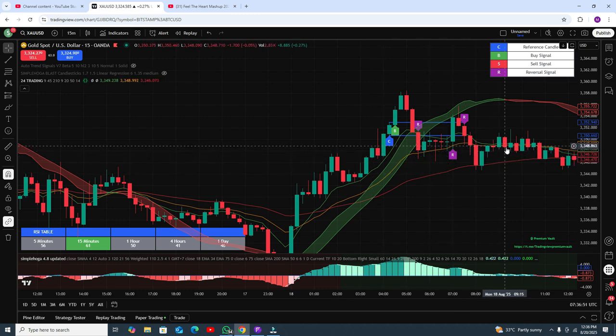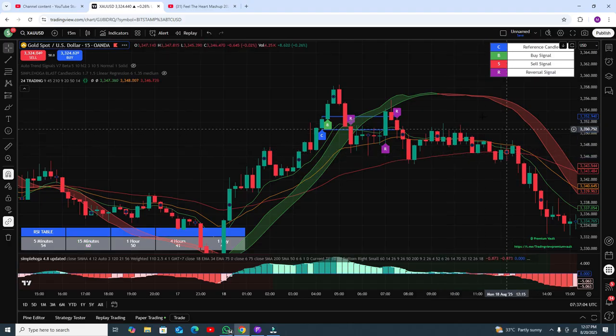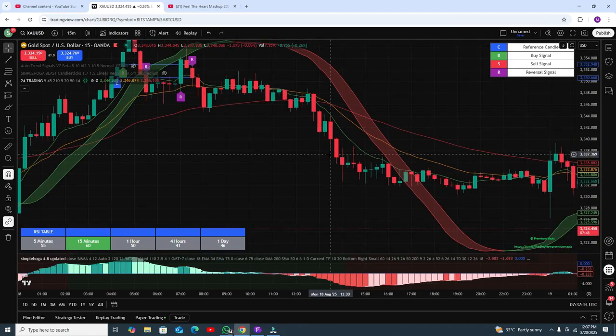Okay, RSI is green, but you need to find the entry where the RSI is red, like this one. Here you can see the candle is below the RSI and the 3 EMA lines, and the histogram is also red, so this is your entry point, and you can easily catch the move.